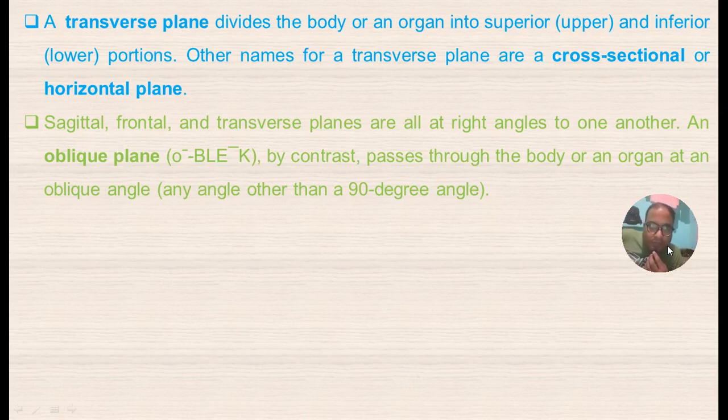Understand that the sagittal, frontal, and transverse planes are all at right angles to one another, and an oblique plane, by contrast, passes through the body or an organ at any angle other than a 90-degree angle. So this kind of plane is called an oblique plane.